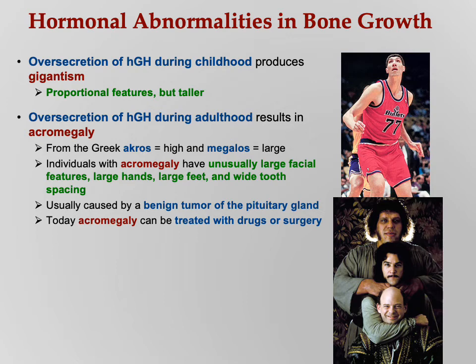So one person with acromegaly was Andre the Giant. You can see him there in the lower right. Now apparently he had gigantism when he was young, but then he continued to oversecrete human growth hormone, so it turned into acromegaly. So he was both very, very tall, but also very wide. Look at the size of his hand. It's as big as Fezzik's head.